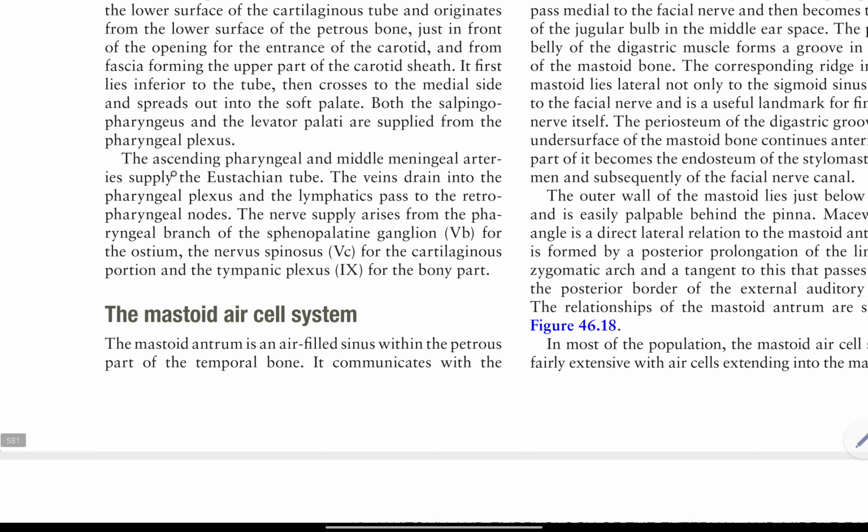The ascending pharyngeal and middle meningeal arteries supply the eustachian tube. The veins drain into the pharyngeal plexus, and the lymphatics pass into the retropharyngeal nodes. The nerve supplies arise from the pharyngeal branch of the sphenopalatine ganglion: V3 for the ostium, the nervus spinosus; V3 for the cartilaginous portion, and the tympanic plexus, cranial nerve IX, for the bony part.